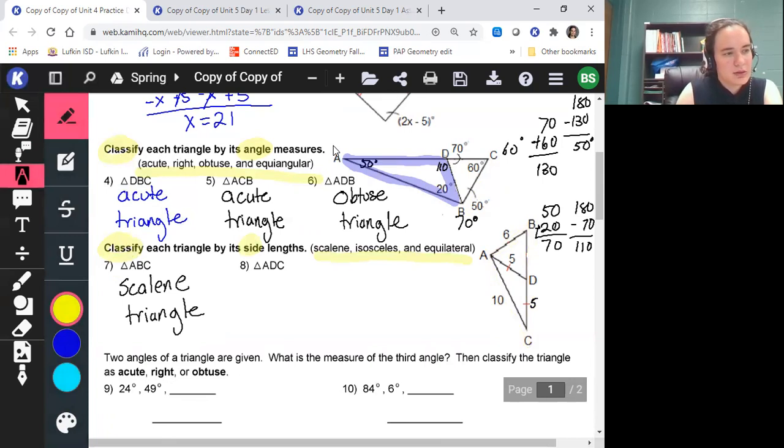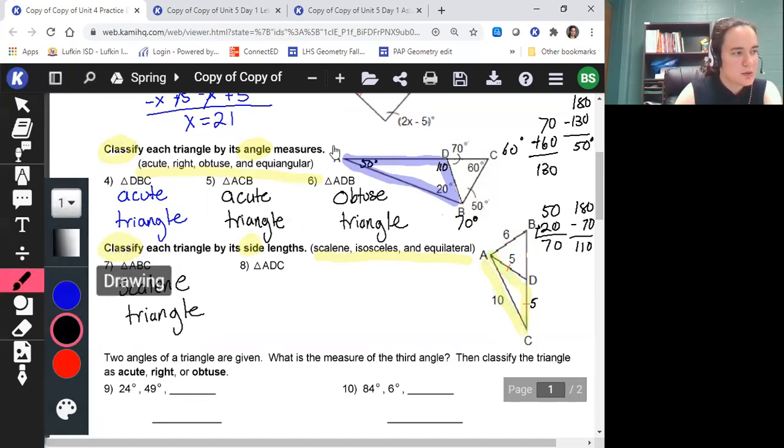And then we're looking at triangle ADC. And triangle ADC has a side of 5, another side of 5, and a side of 10. So it has two sides that have the same length, which means that this is an isosceles triangle.